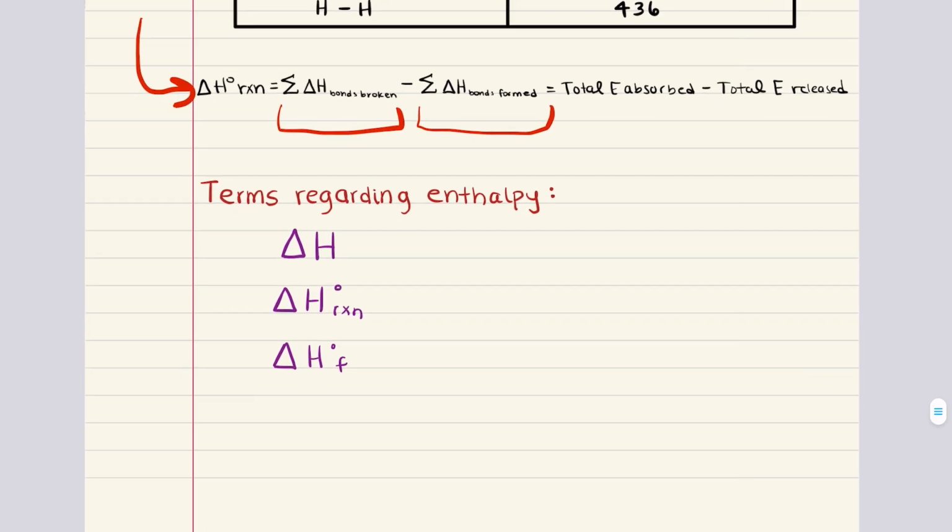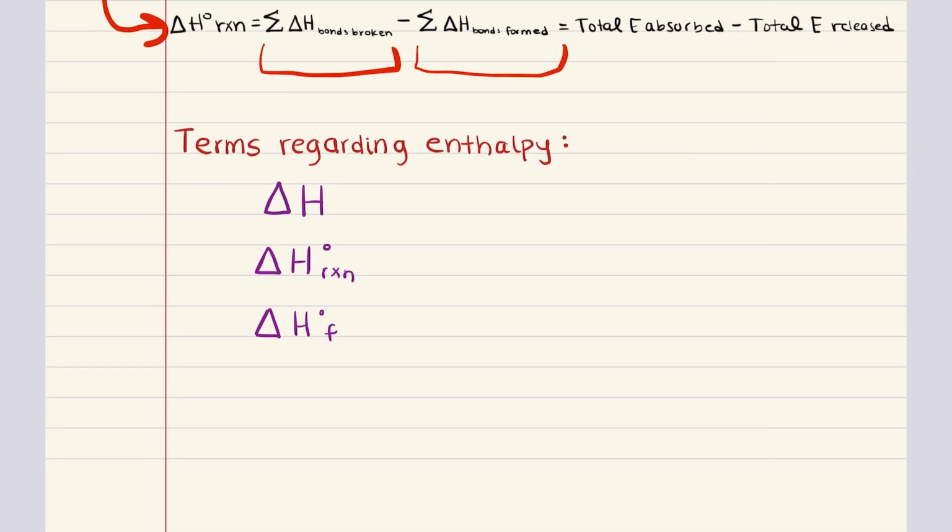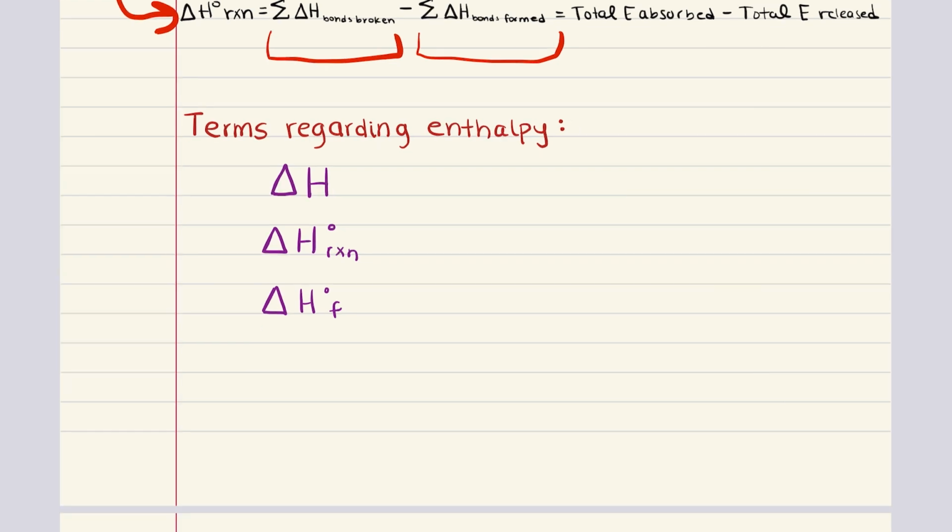Now, the next thing we want to talk about is a couple of terms regarding enthalpy. Thus far in our lecture, when we discuss change in enthalpy, we write delta H. But I want to be a little bit more specific and also explain standard enthalpy of reaction, which is written as so, and standard enthalpy of formation, which is written as so. So let's start with first discussing the standard enthalpy of a reaction.